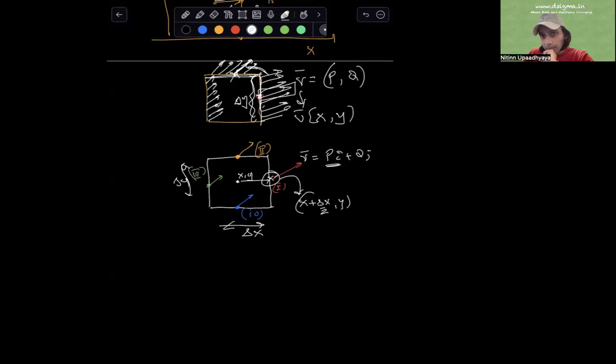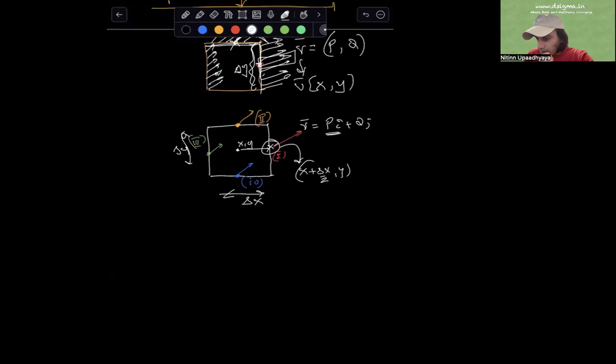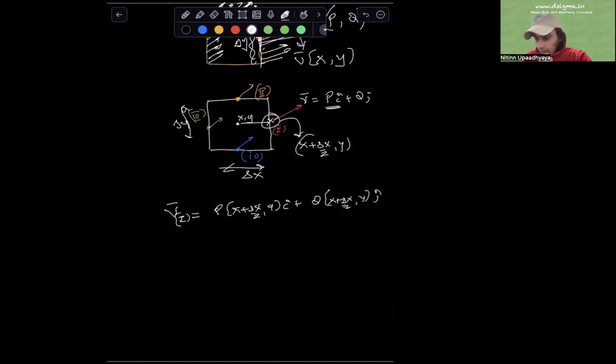So the vector field here has a magnitude and direction located at the point x plus del x by 2 comma y. So I have 2 of its components. So I can write the vector field there along segment 1 as P(x plus del x by 2, y) along the i direction, plus Q(x plus del x by 2, y) along the j direction, right? Likewise, you can draw the vector field. Maybe we'll just write it down for all 4 segments.